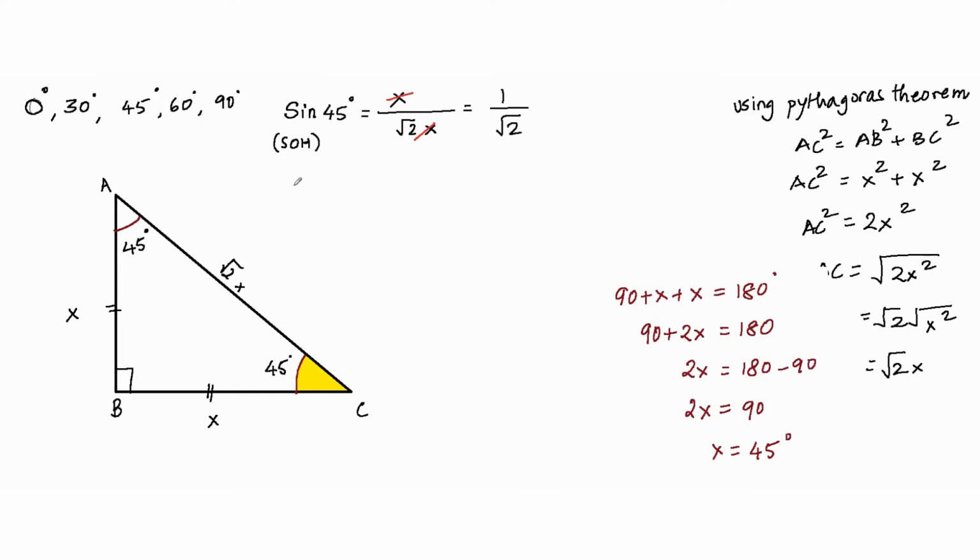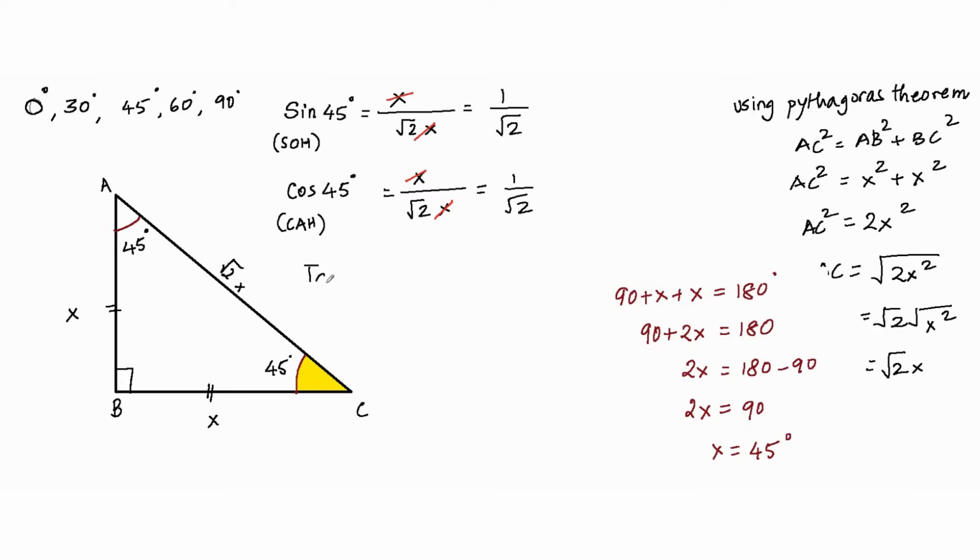Similarly, let's find the value for cos 45. So cos 45, we know that the abbreviation for cos was CAH, which is cos is adjacent upon hypotenuse. The side which is adjacent to 45 degrees is again BC. That length is x divided by the length of the hypotenuse, which is square root of 2 times x. Now again in this case x and x is going to cancel, and therefore you get 1 upon root 2. So cos 45 is also 1 upon root 2.